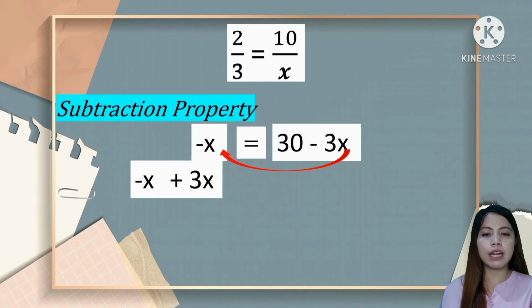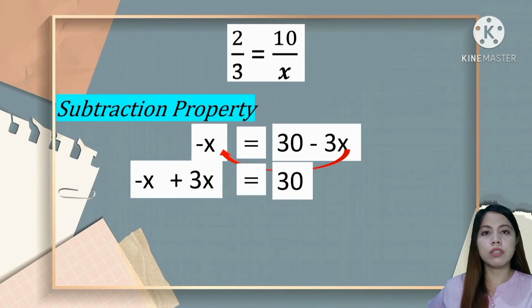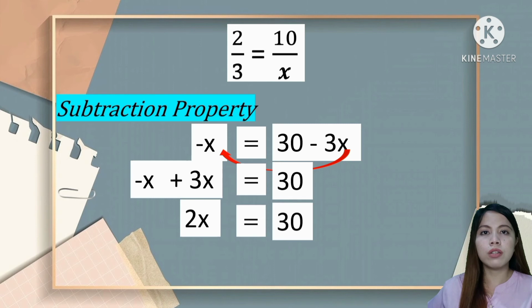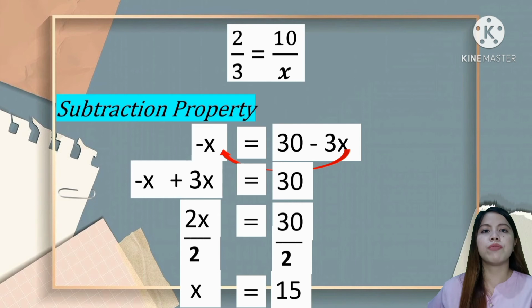Again, we will combine like terms in order to find X. Negative X plus 3X equals 30. Negative X plus 3X is 2X equals 30. Again, divide both sides by 2. We will have 2X divided by 2 is X, and 30 divided by 2 is 15.